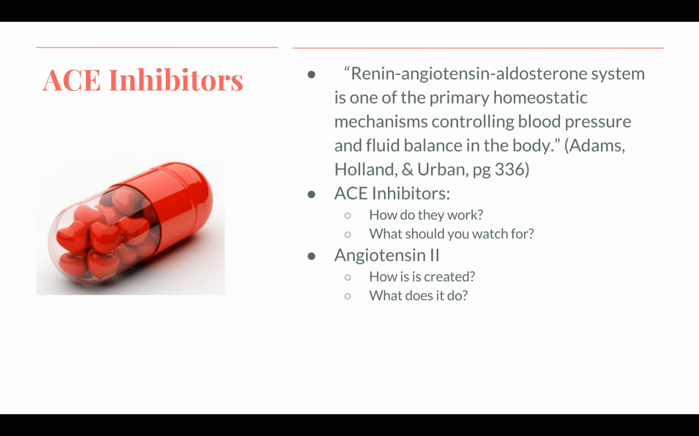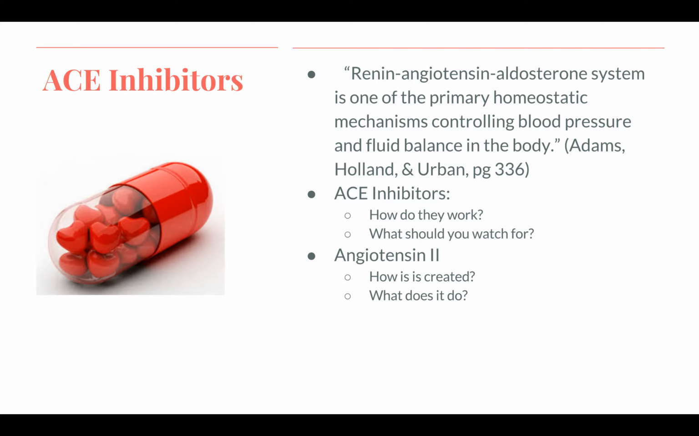Angiotensin 2 is created when renin converts the liver protein angiotensinogen to angiotensin 1. When angiotensin 1 passes through the lungs, it is converted to angiotensin 2. Angiotensin 2 causes intense vasoconstriction of the arterioles, which raises blood pressure by increasing the peripheral resistance.